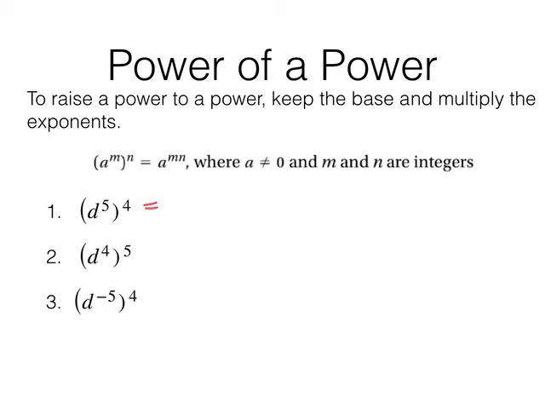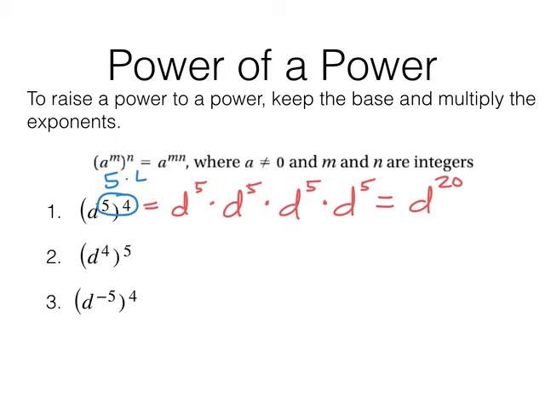Now what does d to the 5th raised to the 4th power literally mean? It means d to the 5th times d to the 5th times d to the 5th times d to the 5th. Now if I used my product of powers rule, which is same base, keep it, and add the exponents, I would add 5, 5, 5, and 5 for a total of 20. Now go all the way back over to here. What's 5 times 4? Well, it's 20.